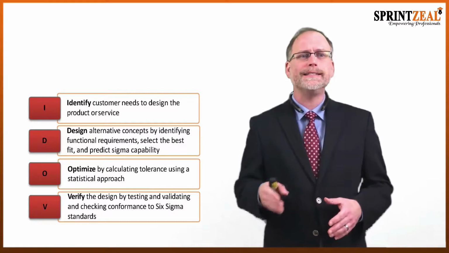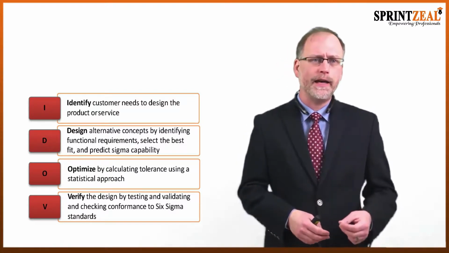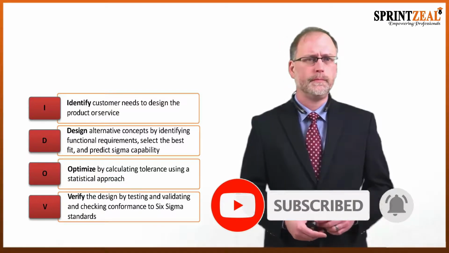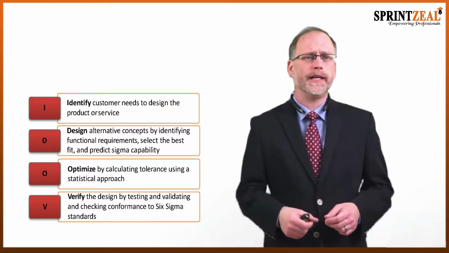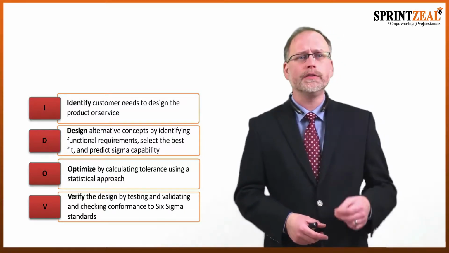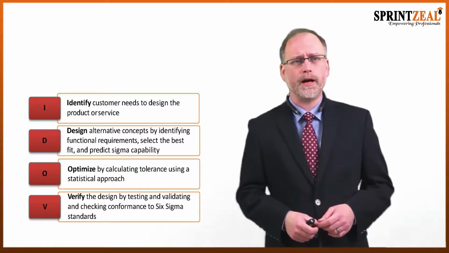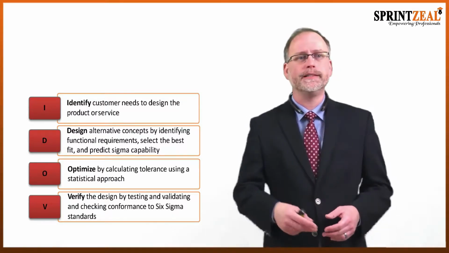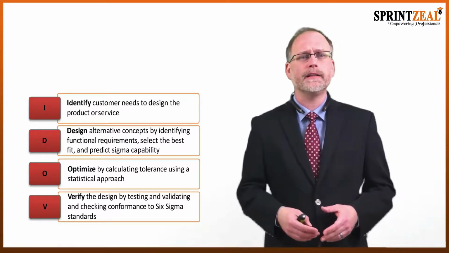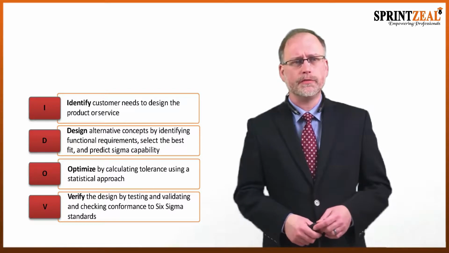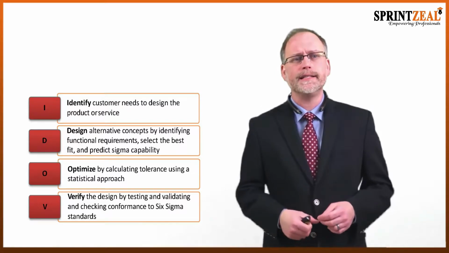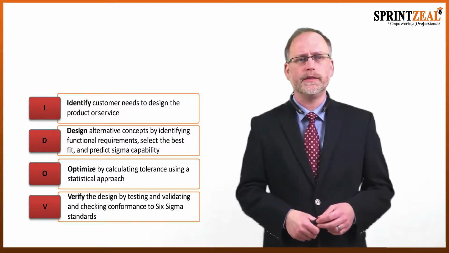Now, IDOV stands for Identify, Design, Optimize, and Verify. With Identify, we identify customer needs to design the product or service. In the design phase, we design alternate concepts by identifying functional requirements. We select the best fit and predict a Sigma capability. In Optimize, we optimize it by calculating tolerances using a statistical approach. And then finally, in Verify, we verify the design by testing and validating and then checking for conformance to Six Sigma standards.